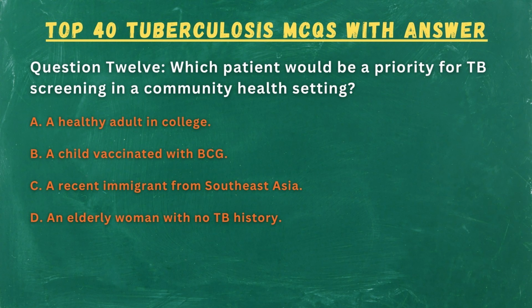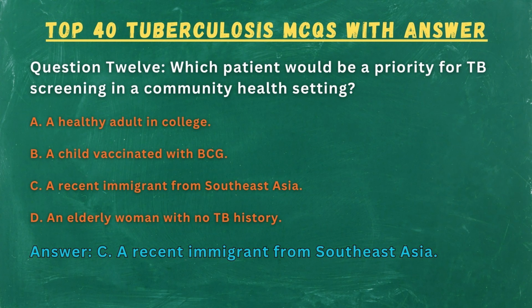Question 12. Which patient would be a priority for TB screening in a community health setting? A. A healthy adult in college. B. A child vaccinated with BCG. C. A recent immigrant from Southeast Asia. D. An elderly woman with no TB history. Answer. C. A recent immigrant from Southeast Asia.